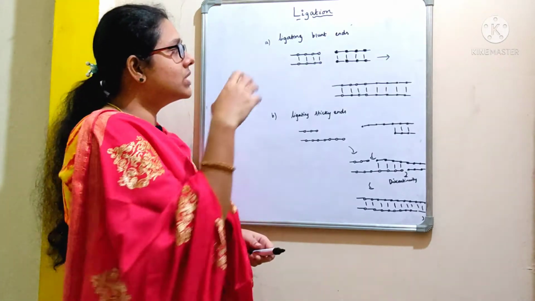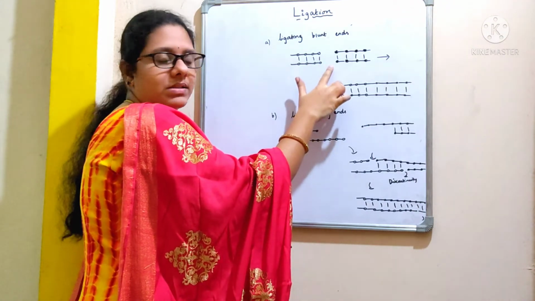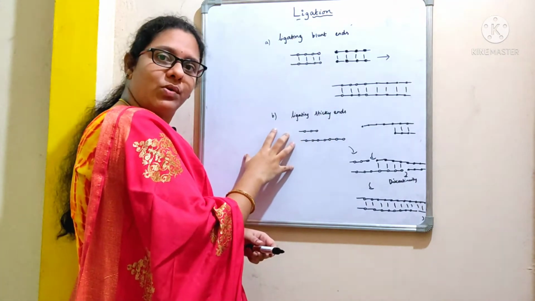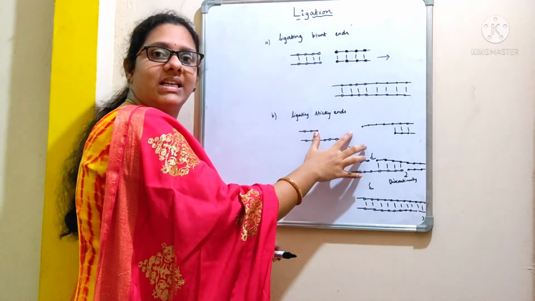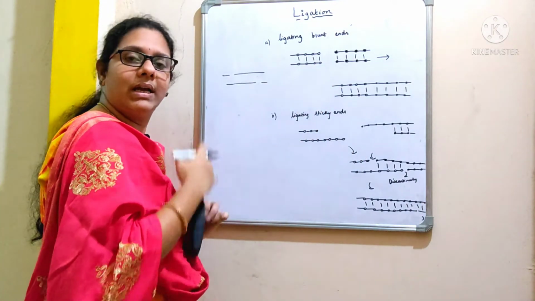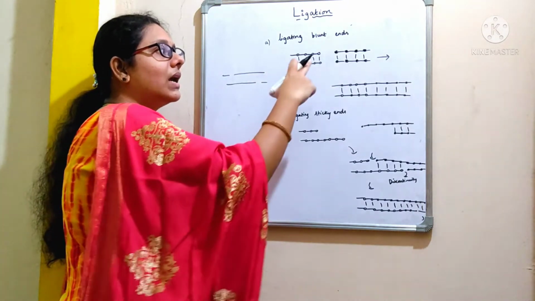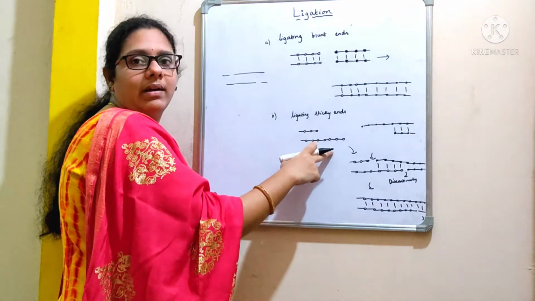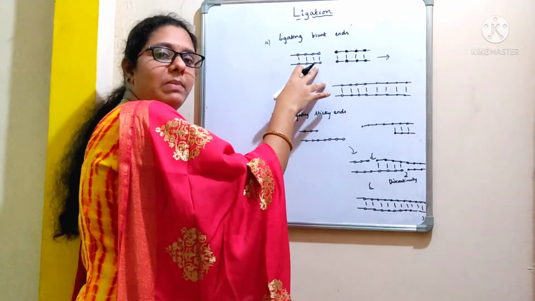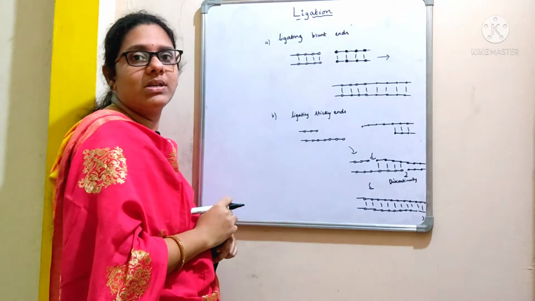Look at the picture. This is the picture that shows the ligation between blunt ends, whereas this is the picture that shows the ligation reaction between sticky ends. Look at the picture here. These are the blunt ends. Depending upon the type of restriction endonuclease we use, we may get either blunt ends or sticky ends. When we compare blunt ends with sticky ends, sticky ends increase the efficiency of ligation.